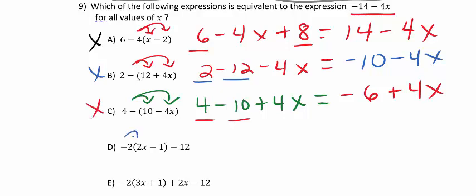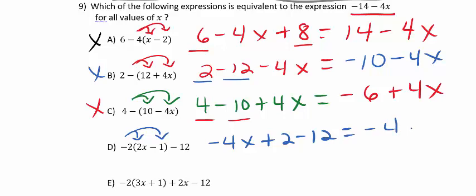We'll distribute this negative 2 inside the parentheses and get negative 4x plus 2 minus 12. And now this is going to give us a negative 4x minus 10. Again, it's still not the same thing. So we haven't found it yet, so we're going to hope it's E.